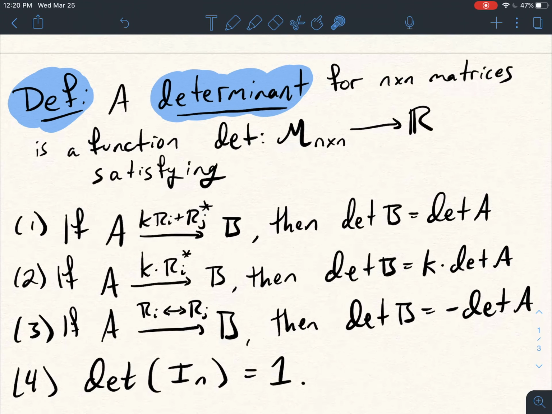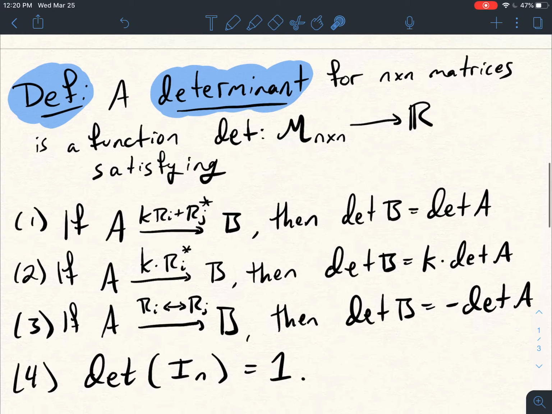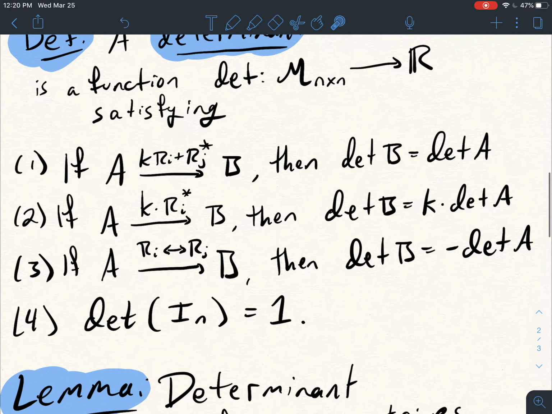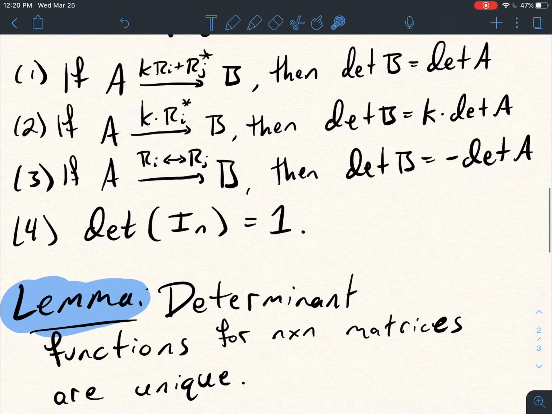Also, the determinant of the identity matrix is just going to be 1. We want the determinant of the identity matrix to be 1 so that if you row reduce A to the identity matrix, then you can relate the determinant of your original matrix to the determinant of the identity matrix by multiplying by scalars and taking negatives at certain points.